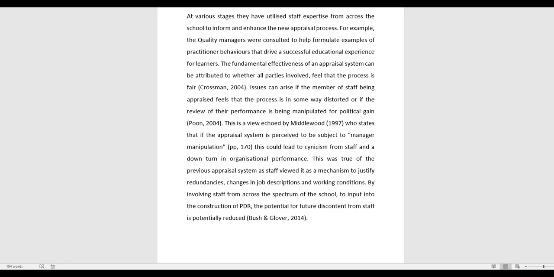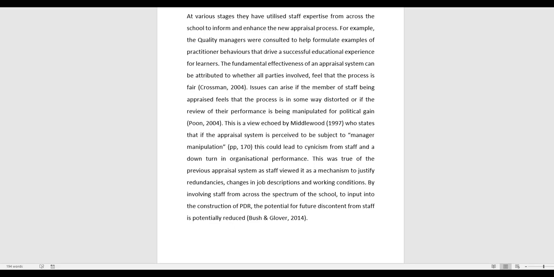In this example, the author has taken a slightly different approach to critically analysing policy formation at an establishment. Here what they've done in the initial stages is briefly explained an approach that the school has taken in terms of utilising various stakeholders in the formation of a policy. Then they've talked about and made judgments as to the benefits and limitations of this approach and the disadvantages, i.e. the issues that arise if members of staff do not feel that they're part of any appraisal system in terms of its construction.